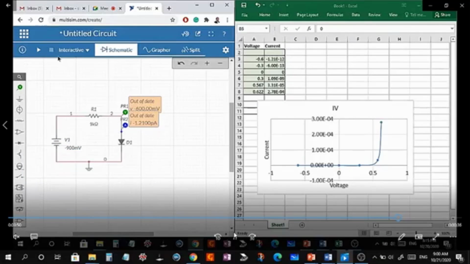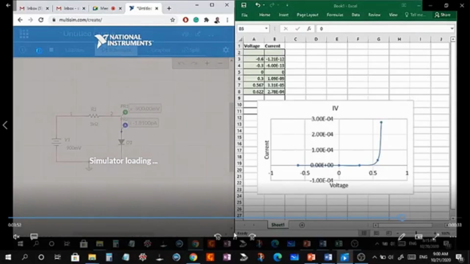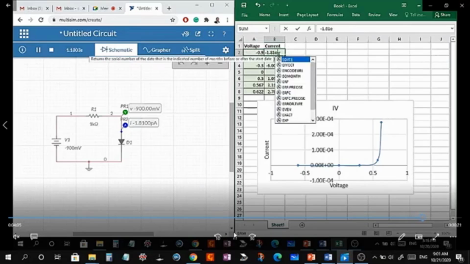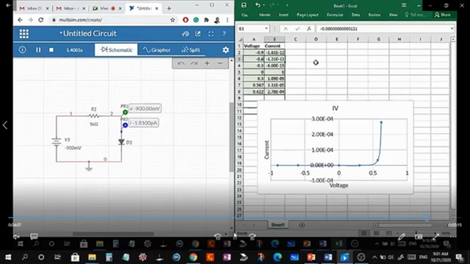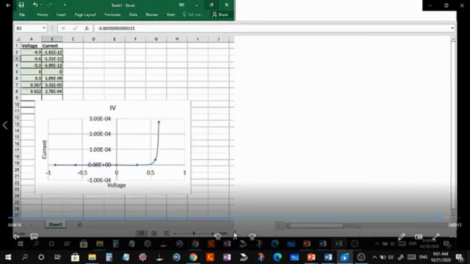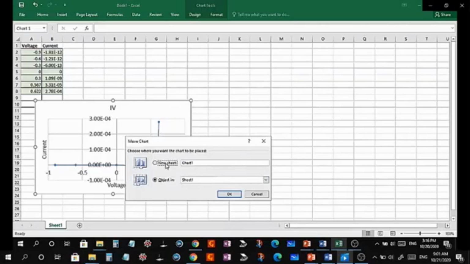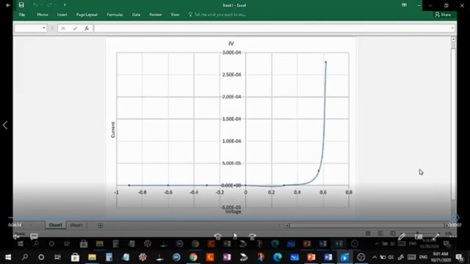Okay, and then the last one, I increase to negative 900. Okay, negative 900. And then we still get picoampere, minus 1.8 picoampere. So if you compare minus 0.6 and minus 0.9, there's not much difference, and the current is still very low. So this is our final result, our final result of the current-voltage characteristic of a diode.